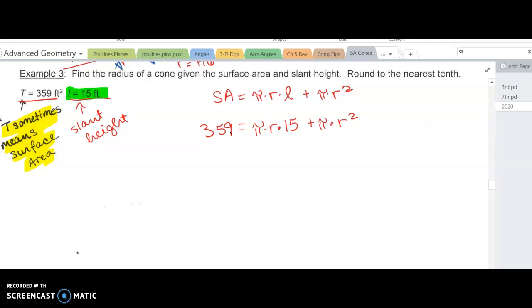So again, this is one of those where I'm noticing right off the bat that I have a pi here and a pi here. And so if I divide everything by pi, that makes these guys cancel out. And that gives me, remember we're going to use all the decimal places, 114.2732... equals 15r plus r squared. Lucky us, it is indeed quadratic, friends.